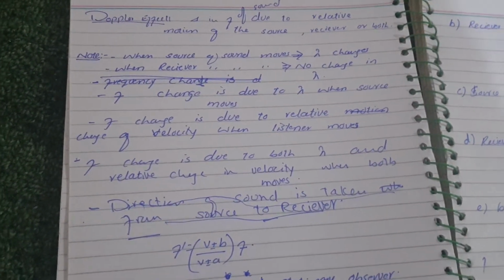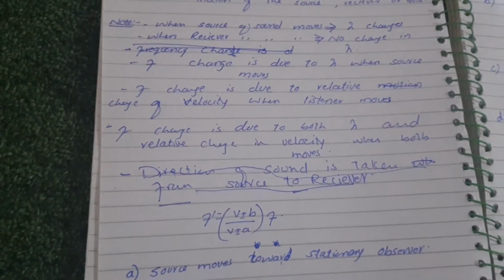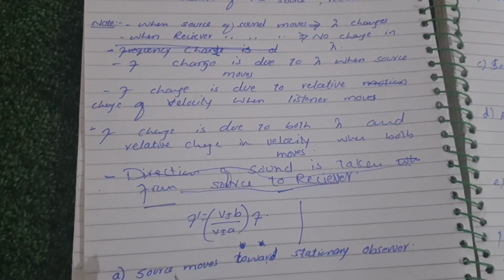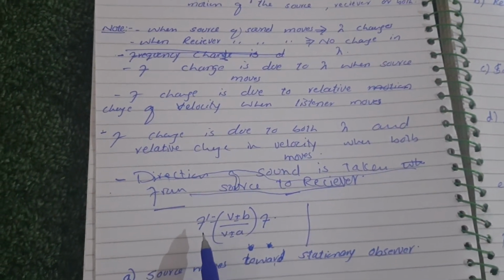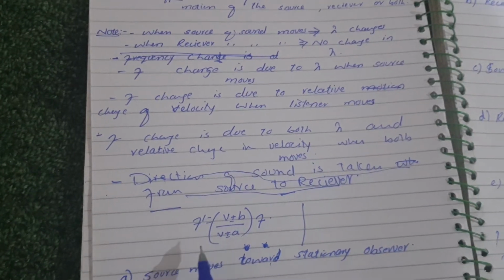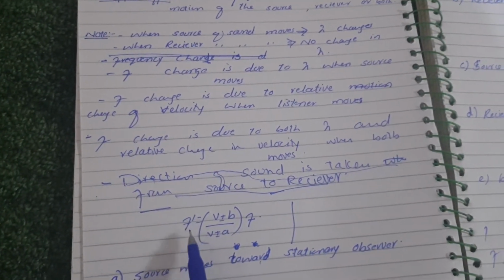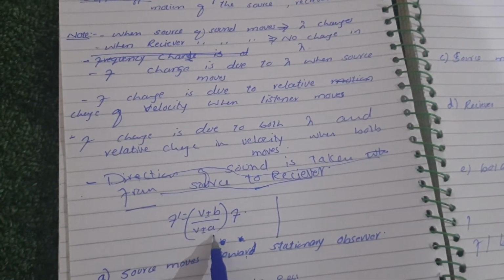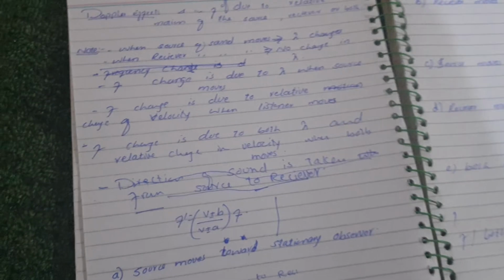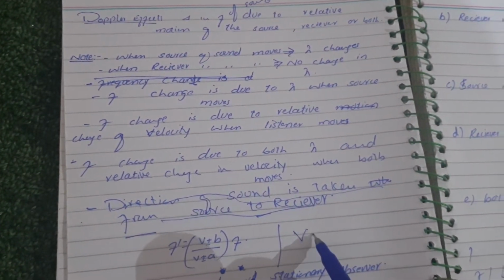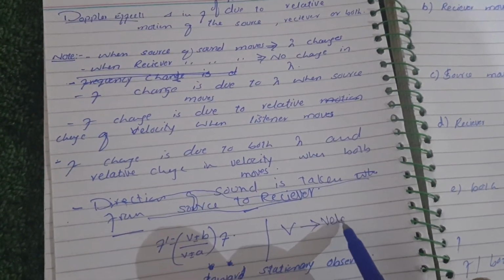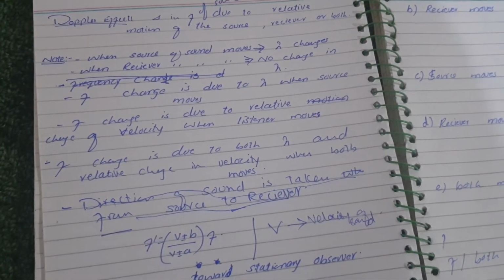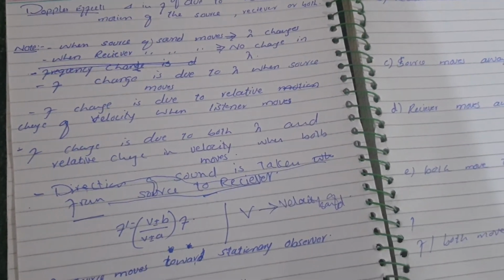And one of the main formulas that needs to be noted regarding this is that whenever we want to find the apparent frequency, the new frequency, f dash, f dash is equal to (v plus minus b) divided by (v plus minus a) into f. So what is v? V is actually the velocity of sound. This velocity has a direction. The direction is taken from source to the receiver.